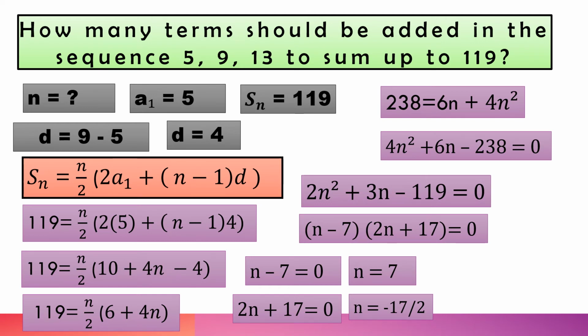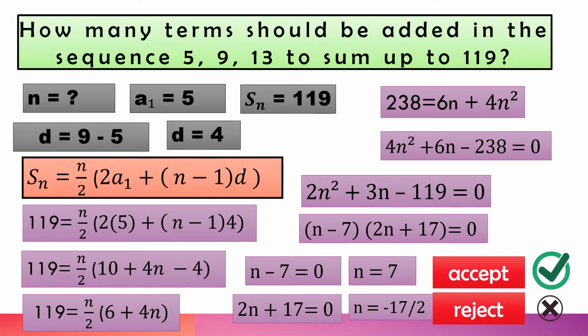Since we are asked on the total number of terms to be added, we will accept n is equal to 7, and we are going to reject n is equal to negative 17 over 2. We therefore conclude that we have 7 terms to be added to sum up to 119.